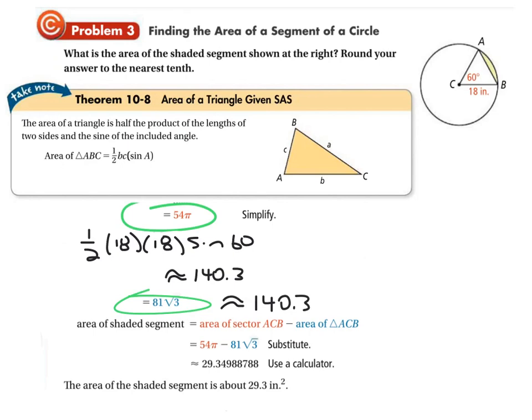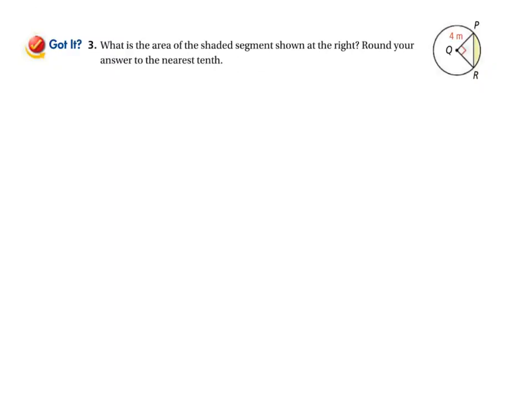Let's go to the got it problem and do it, and then we'll be done. Actually, when I said it has to be less than 90, it could also be 90. That would also work as well. But what is the area of the shaded segment shown at the right? So let's do it their way, just so that we know how to do it regardless of whether it's acute or an obtuse angle or a 90-degree angle.